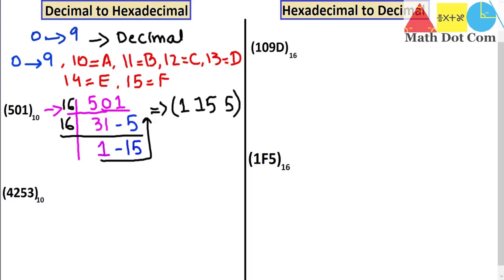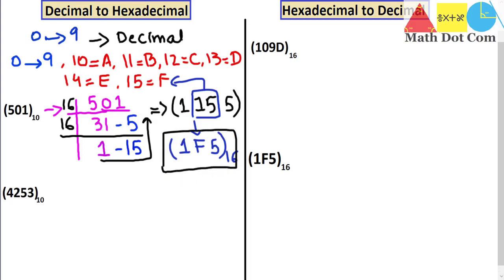Now we have to write it in hexadecimal form. As I have already told you, 15 is equal to F. So we have to replace the 15 by F. So 1 will be as it is, since in decimal and hexadecimal the digits 0 to 9 are the same, so 1 will remain the same, 15 will be F, and 5 will remain the same. So 1F5 in base 16. This is the required answer. That is, we have converted the number 501 in decimal to hexadecimal, that is 1F5.